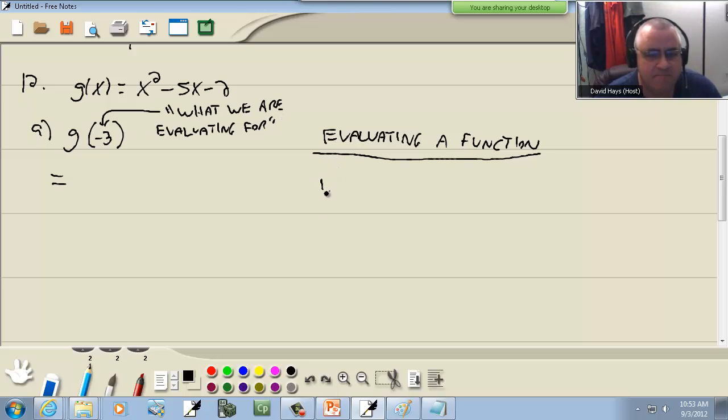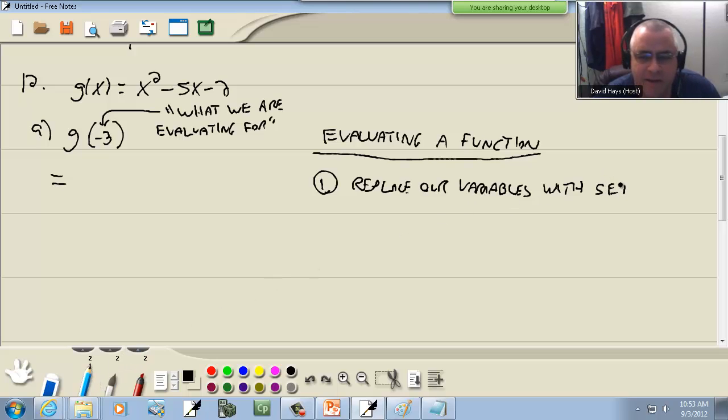Okay, so step 1. Replace our variables with sets of parentheses. Assuming I could spell. Go back to 4th grade. Okay. There, that's better. With sets of parentheses. So we have x squared minus 5x minus 2. So wherever we have an x, we'll put in a set of parentheses.